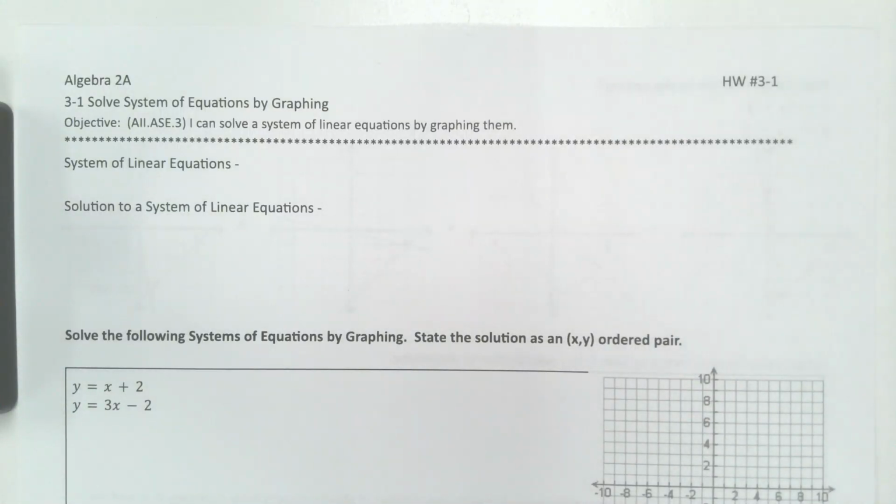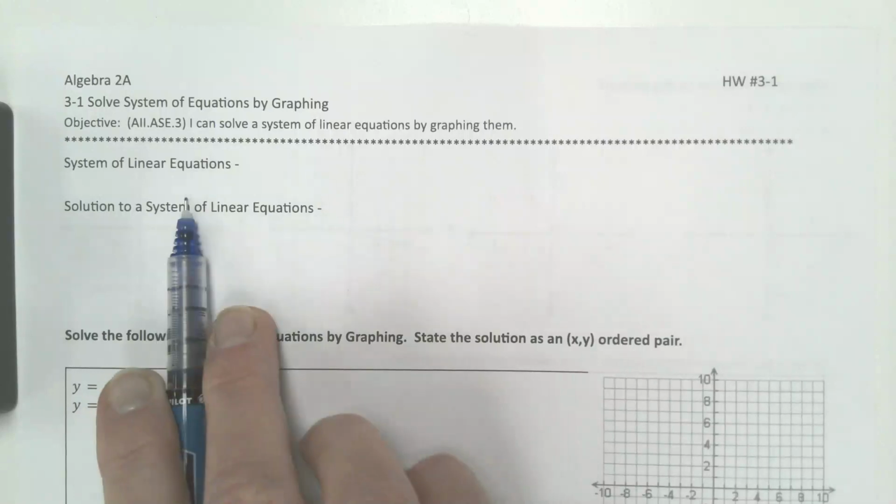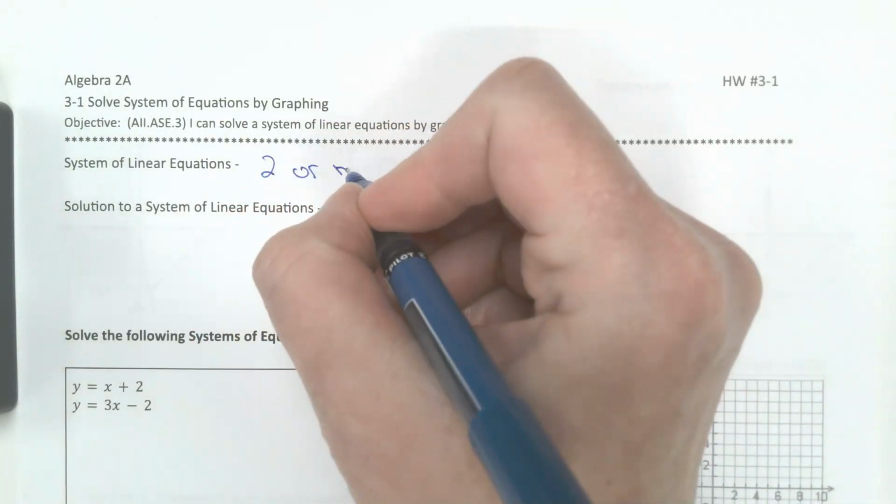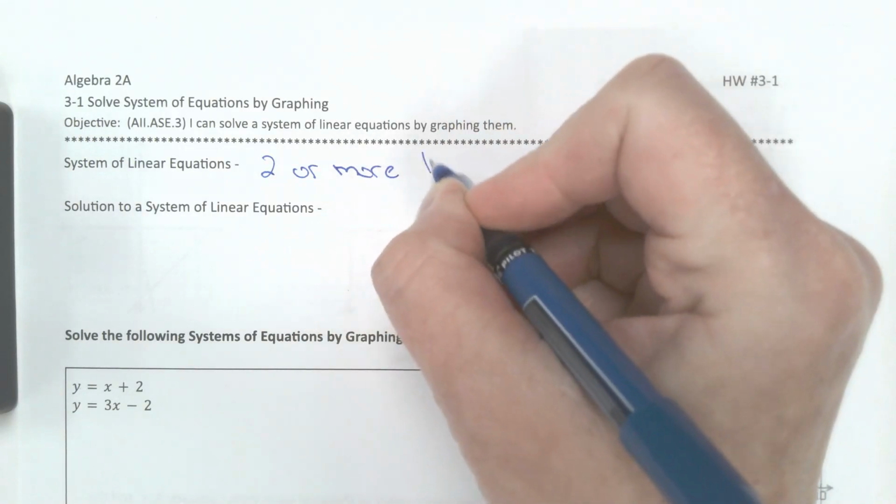Hey, Algebra 2. Today we're going to start a new section, and it is called Systems of Equations. So the first way that we are going to learn how to solve a system of equations is by graphing two lines on one coordinate plane. A system of equations is just simply two or more linear equations.